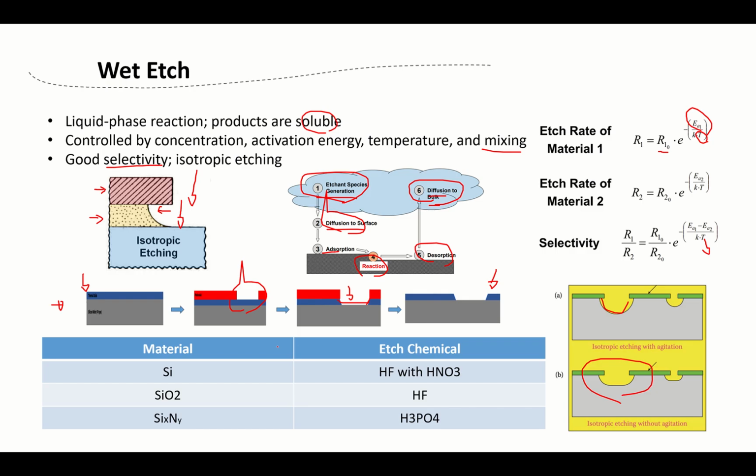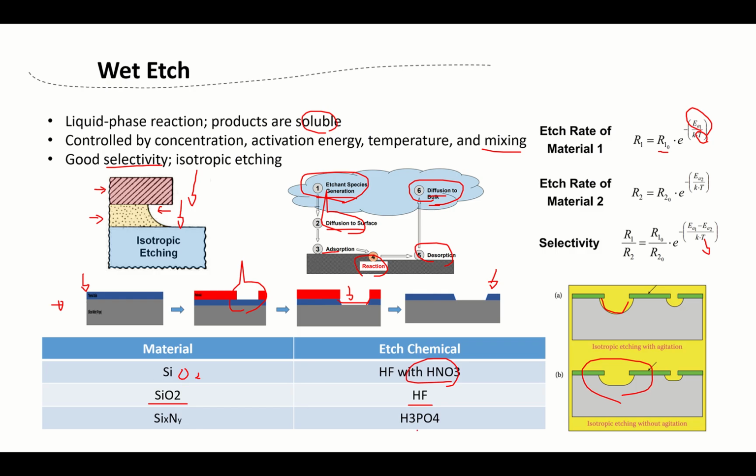For materials with different chemical reactions, HF can etch silicon oxide but not silicon. So if you want to etch silicon, you can add nitric acid, which will oxidize the silicon to silicon oxide. Then HF can etch it away.